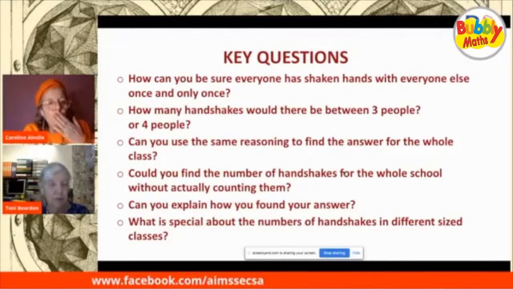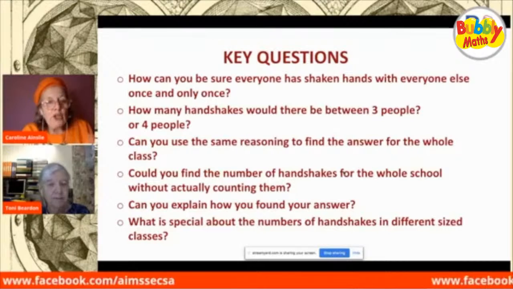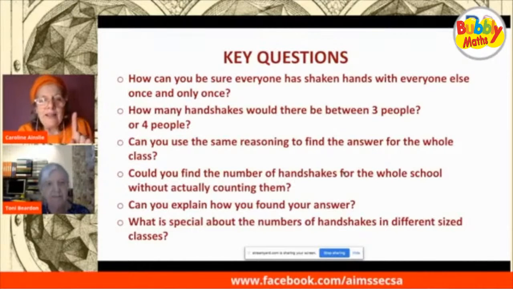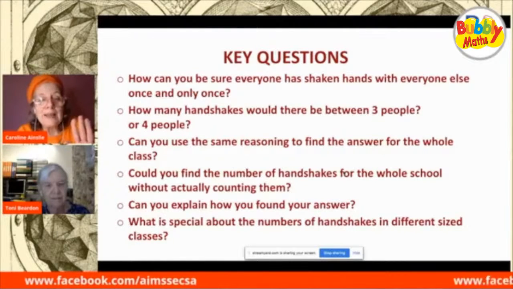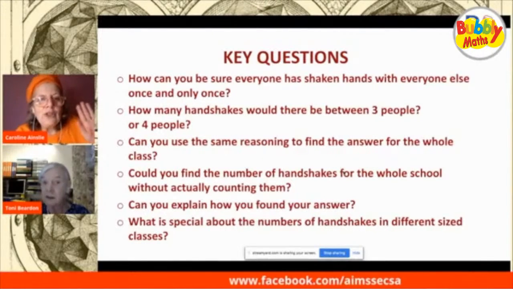So the first one here is all about being systematic, really. It's how can you be sure everyone has shaken hands with everyone else once and only once? So the teacher might tell the children that that's what they've got to do, or she may ask them a question like that. They've started, they've gone round trying to shake everybody's hand, or trying to count how many, or maybe they've got only a small group and they think they've done this, they found the answer. She'll say, how can you be sure everyone has shaken hands with everyone else once and only once?